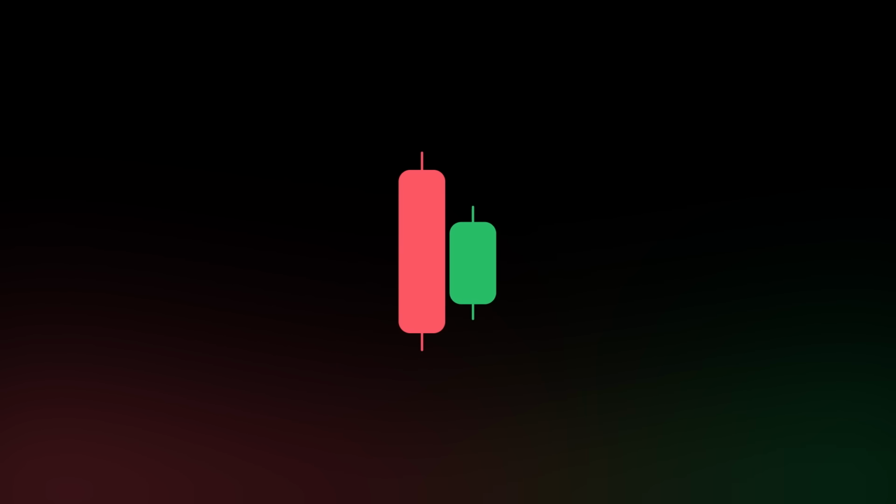Here's what you see. You see a large red candle followed by a small green candle that forms entirely within the body of the red one. The small candle is almost hidden inside the previous one. Once again, ask yourself, who is in control and did that change? With this pattern, the honest answer is we don't know yet.